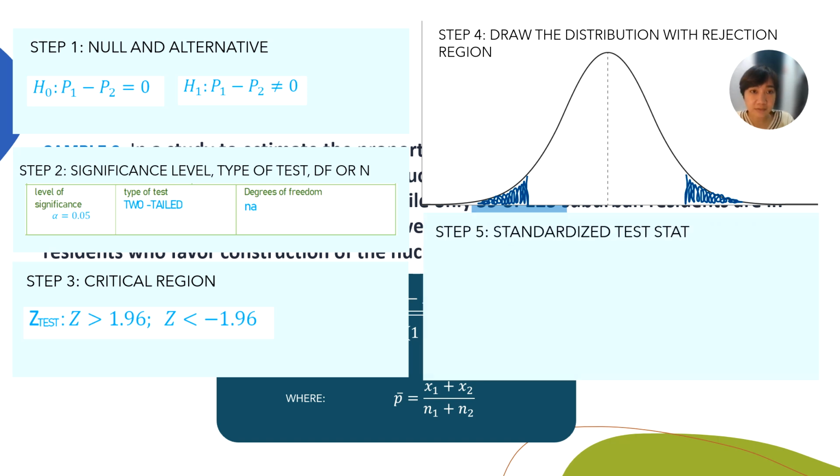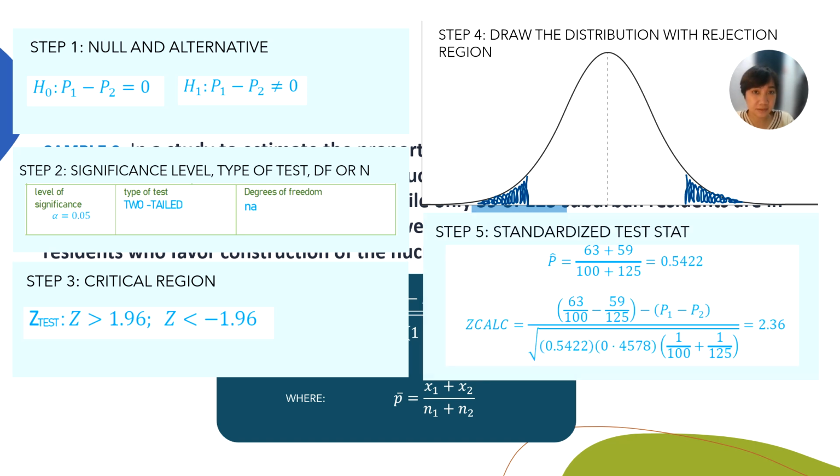In step 5, we solve the test statistic. Solve for the p-bar first, and that is just the proportion of the sum of 63 and 59 over the sum of the total sample sizes they came from. The result of the z calculated will be 2.36. It's positive, and it enters the positive rejection region.